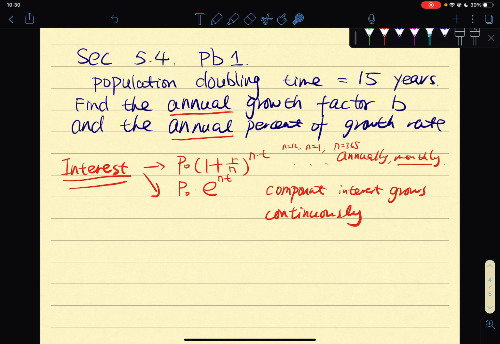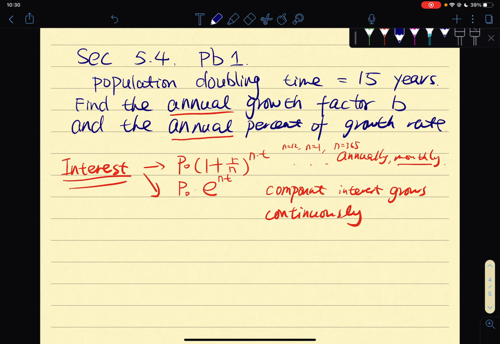So you want to be a little bit careful about which one to use. Do I talk about annual growth rate, or do I simply talk about growth rate without telling you the specific time length? If I only say the growth rate is, then you go with the exponential growth model. If I say my growth rate per year is this, my growth rate per month is this, you want to treat it as if it were compounded interest and then use the modification of the first model.